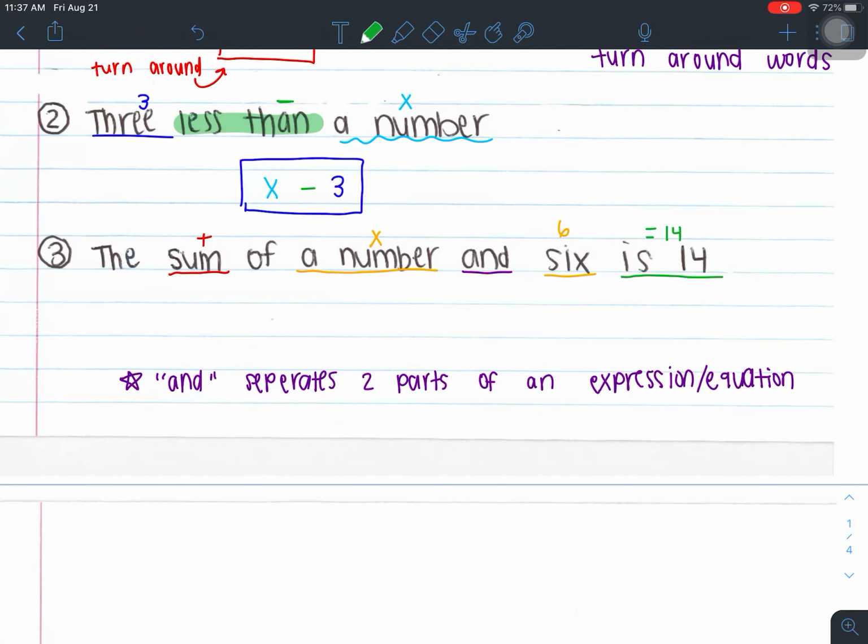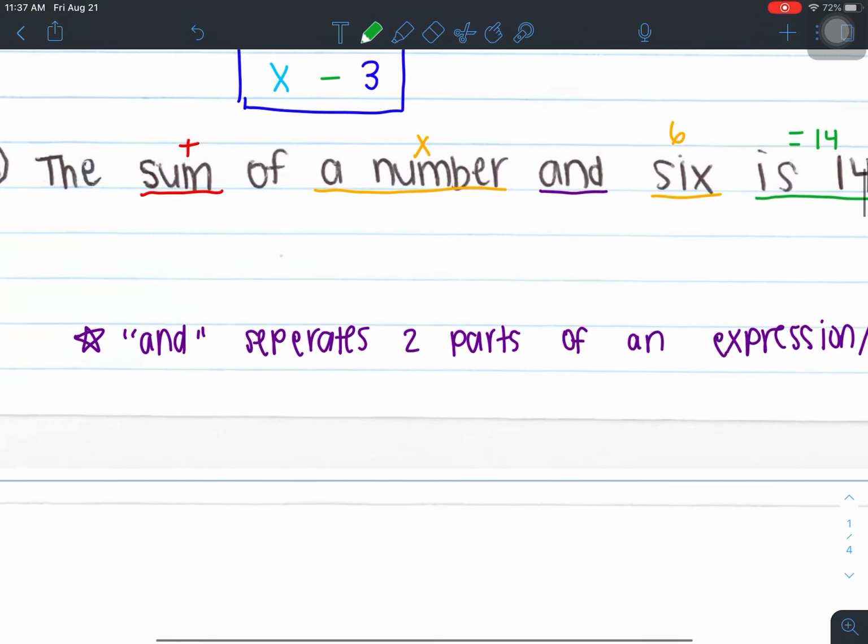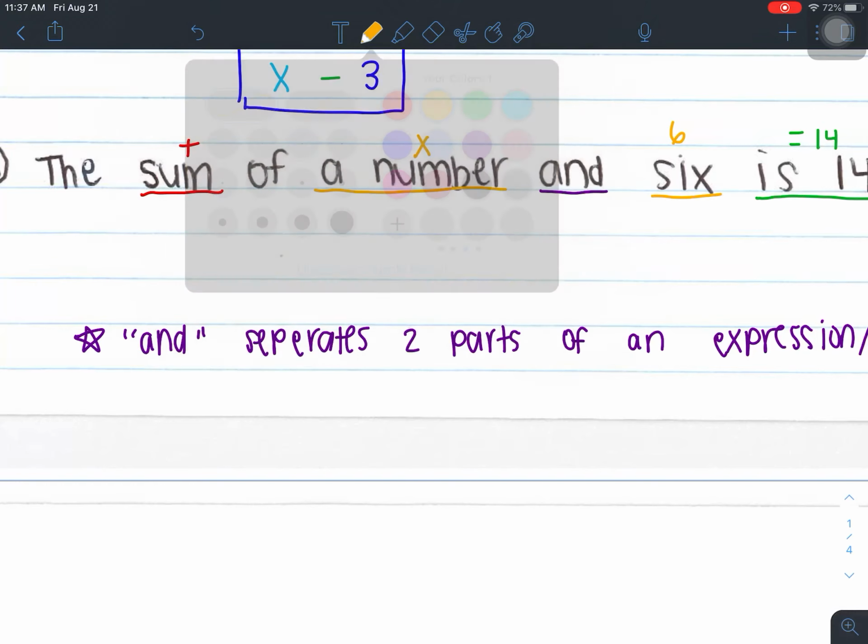So let's put this all together. It's saying the sum of a number and 6 is 14. If I were to just write down all the symbols that I just wrote, this is what I would have: plus x 6 equals 14. And that doesn't really make any sense, right? So let's translate and figure out what this is trying to tell us.